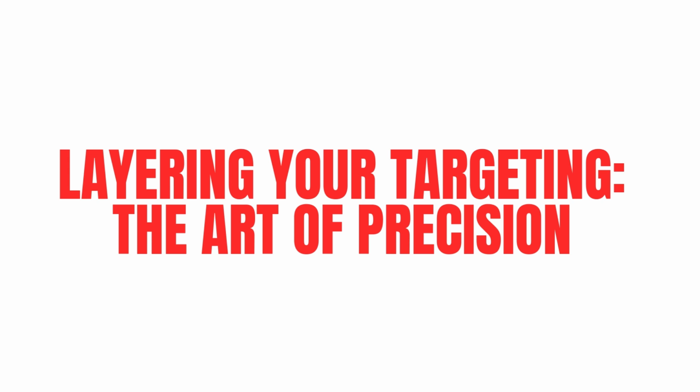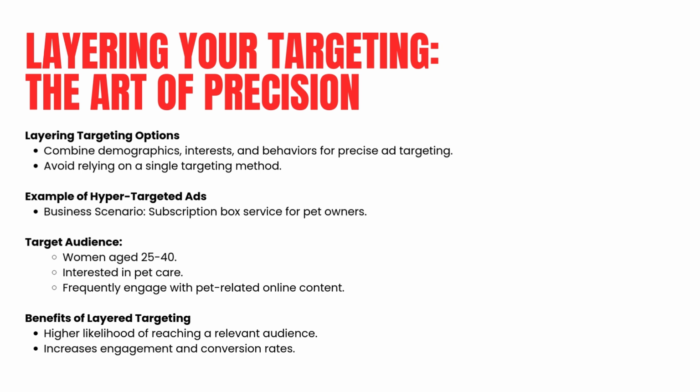6. Layering your targeting. The art of precision. Here's where it gets really exciting. Layering your targeting options. Instead of relying solely on one method, combine demographics, interests, and behaviors for hyper-targeted ads. Let's say you run a subscription box service for pet owners. You could target women aged 25 to 40 who are interested in pet care and who frequently engage with pet-related content online. Layering your targeting in this way increases the likelihood of your ads being shown to the most relevant audience, ultimately driving higher engagement and conversions.